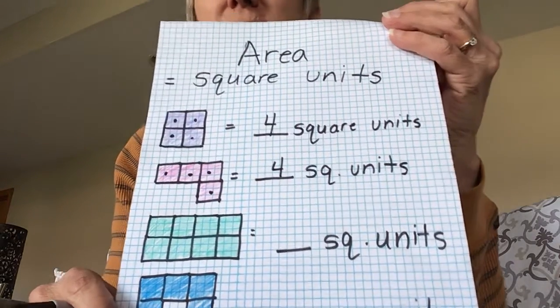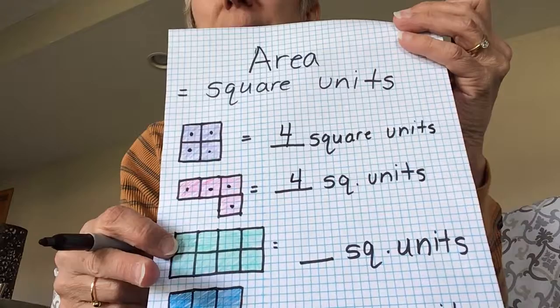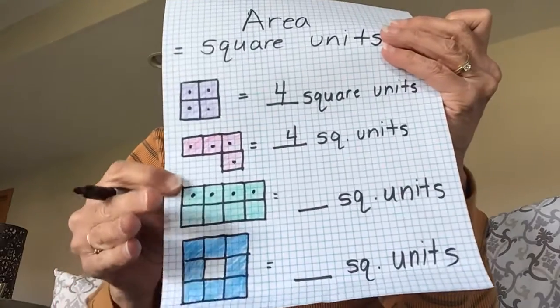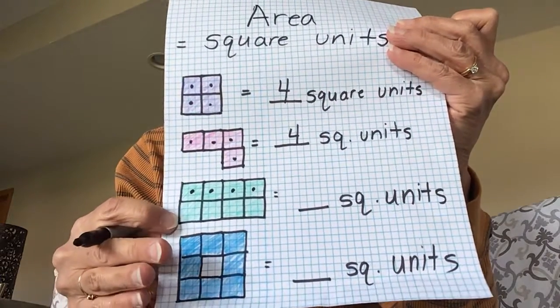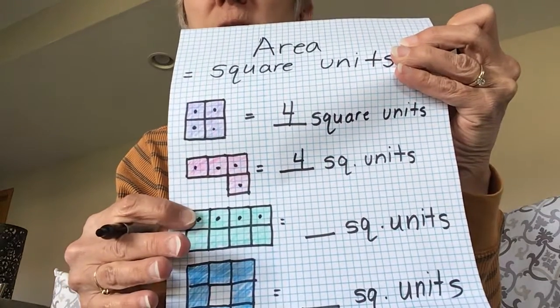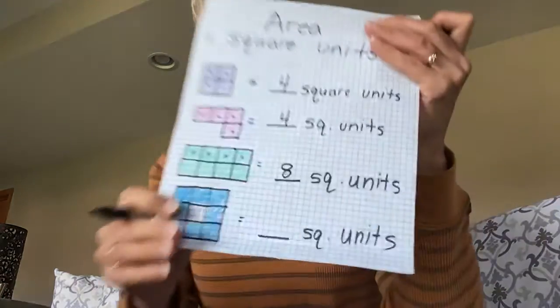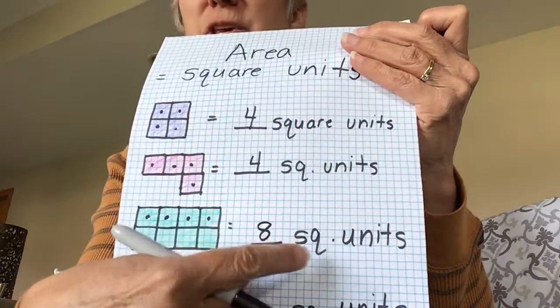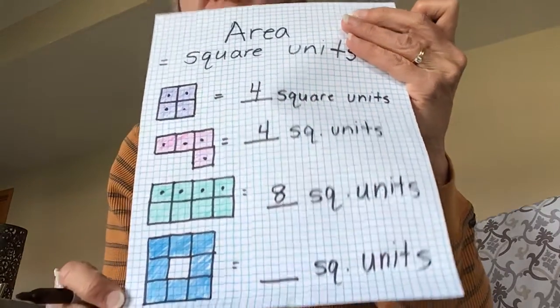Now, something that's real easy to do on a rectangle is if you count the top row, you'll see that there's 4, and there's another row that matches it. So you could use your multiplication skills and simply multiply. 4 times 2 rows equals a total area of 8 square units. You'll notice that I'm abbreviating square with SQ period. You can do that in your answers as well.